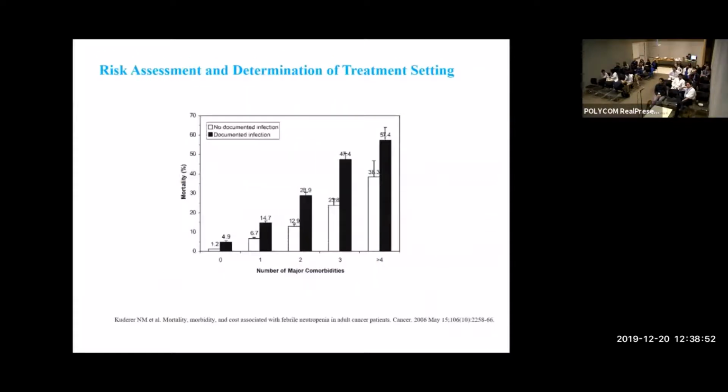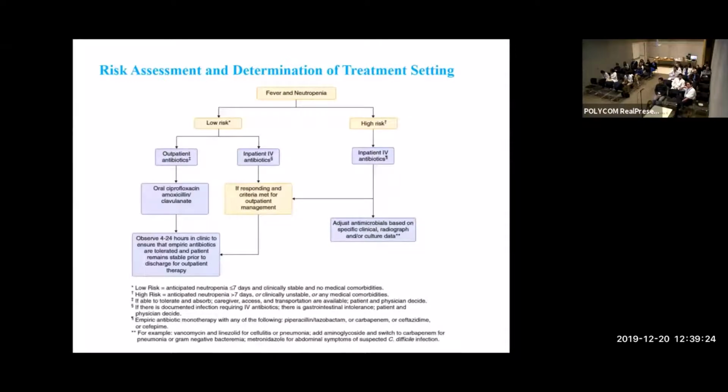And as I said here, we have a graph from a paper, mortality, morbidity, and cost associated with febrile neutropenia in cancer patients. And we see basically one comorbidity doubles the risk of mortality. And then 3, 4, and even more than 4 increases the risk of mortality by more than 50% in these patients. So it is very important to do a thorough H&P and gather all the comorbidities that the patient may have. And as I said, depending on the severity, these patients are stratified as low risk or high risk, and the setting in which the management will be provided will vary.